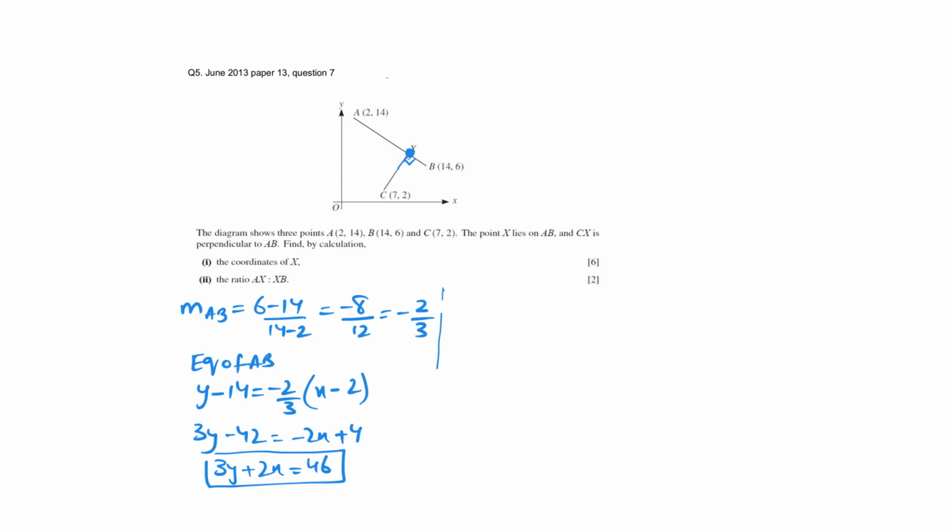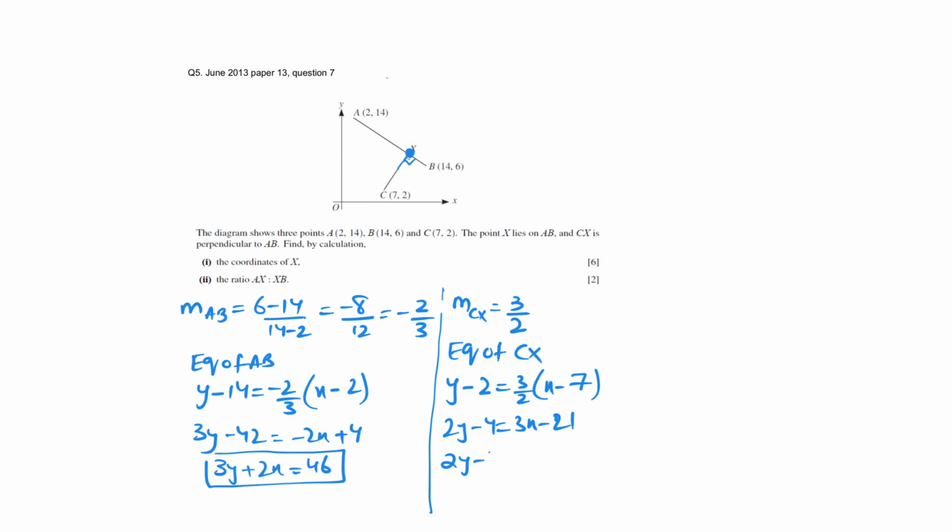and we know that CX is perpendicular to AB, therefore the gradient of CX would be the negative reciprocal of the gradient, so it would be 3 over 2, and the equation of CX would be y minus y1 equals m times x minus x1, 2y minus 4 equals 3x minus 21. That's your equation for CX. If you solve them simultaneously, you will get the coordinates of X, so let's solve them simultaneously. So the X coordinates come out to be 11, 8. So these are the coordinates of X.